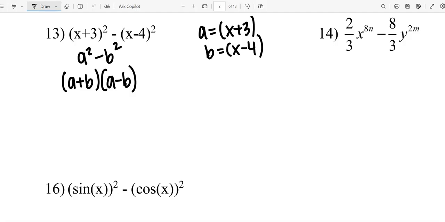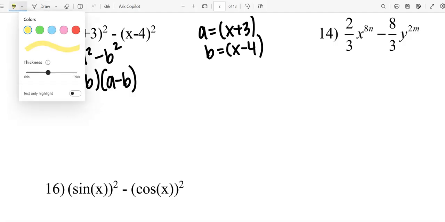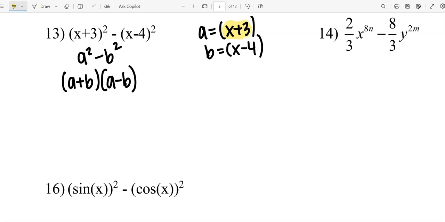Now here comes the weird part where we have to sub things back in. If we made a x plus 3, then wherever we have a, we're going to put x plus 3. So here and here. If we made b x minus 4, we're going to have to be careful with b, and I'll show you why. But we're going to put x minus 4 in for this b and for this b.